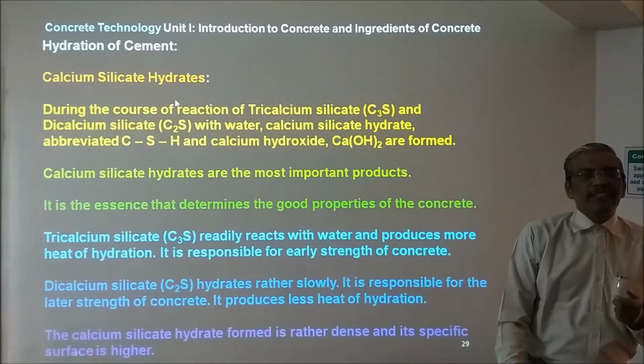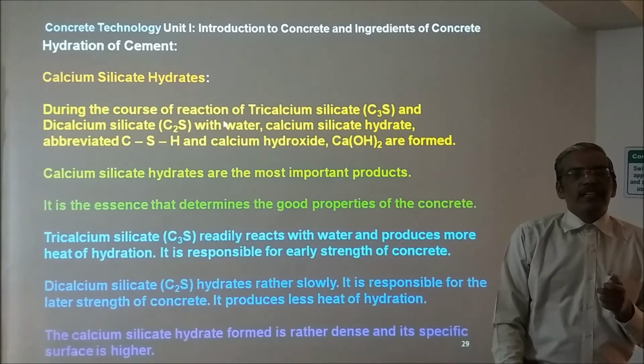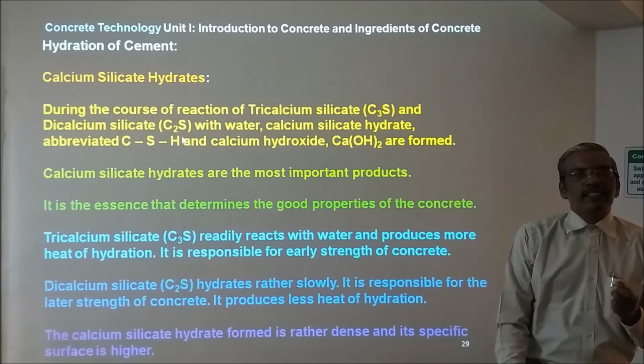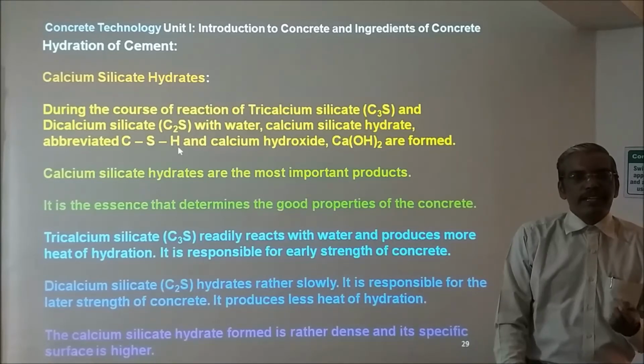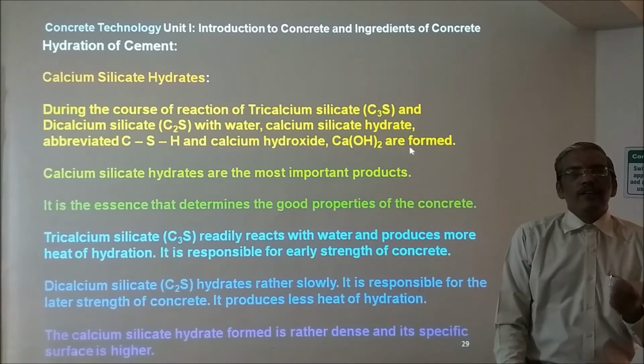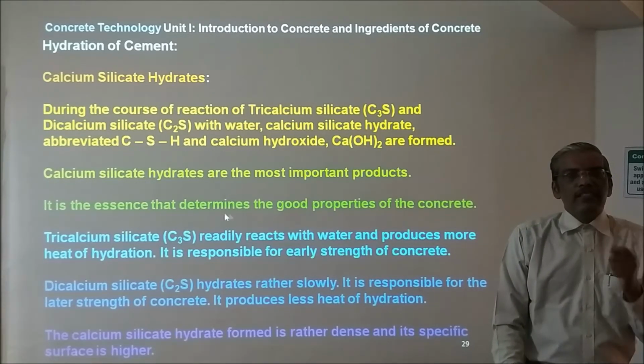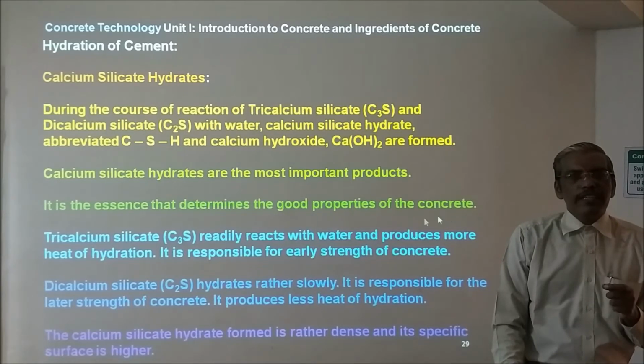The calcium silicate hydrate, that is CSH, and calcium hydroxide, Ca(OH)2, are formed during the course of reaction of tricalcium silicate, that is C3S, and dicalcium silicate, that is C2S, with water. Calcium silicate hydrates, that is CSH, are the most important products in the cement hydration. It is essential, as it determines the good properties of the concrete.